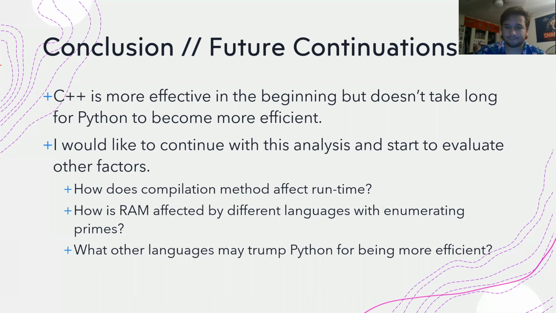And the last point is, what other languages besides C++ may beat Python in terms of runtime efficiency? I would love to look into Java. I saw some things out there with Go, some PHP, JavaScript, and I would just love to look into some other programming languages and see what their efficiency ramifications are, and see how they compare to what I've learned about C++ and Python. And that's going to be it for my methods and analysis.